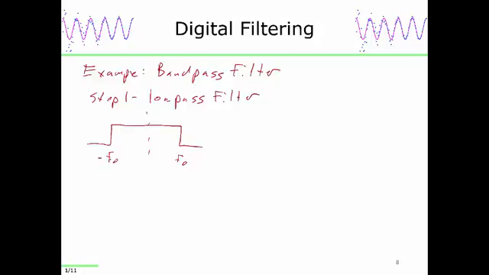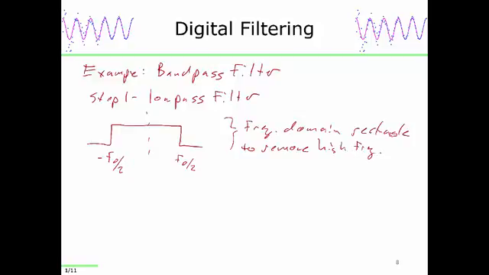Actually, the width of that is f0, so that's f0 over 2, negative f0 over 2. This would be a frequency domain filter to remove the high frequency. And what would this look like in the time domain? We already know the Fourier transform of a rectangle is a sinc, right? So then the digital filter is a sinc.